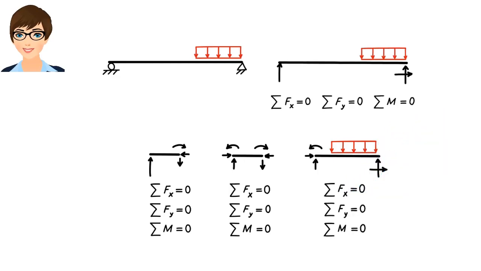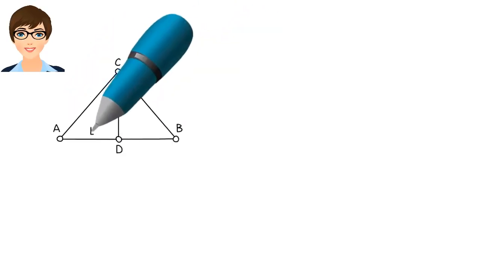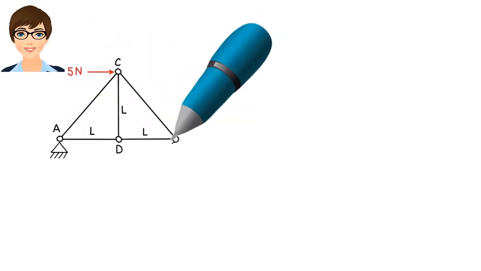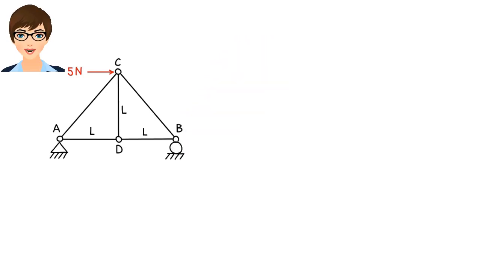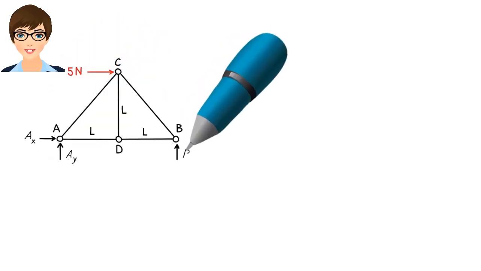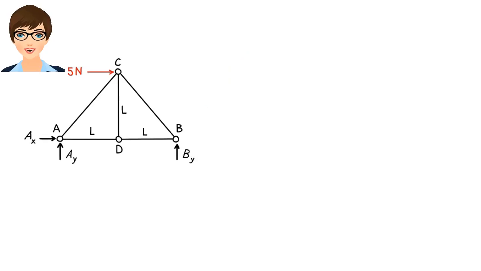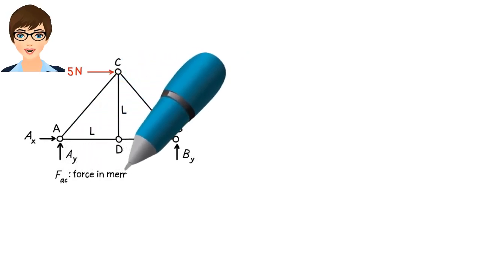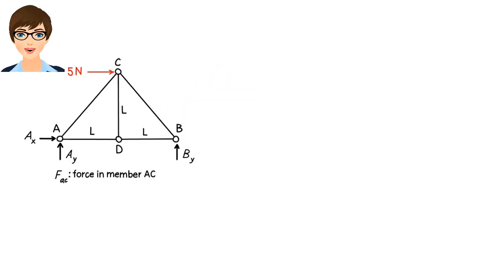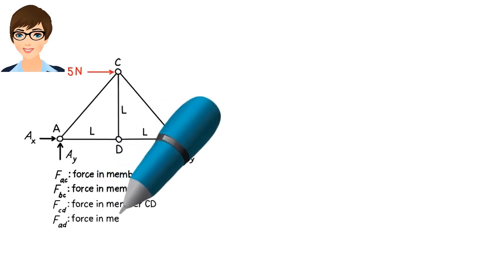We can apply this basic principle to analyze statically determinate trusses. Here is our simple truss. Let's draw the free body diagram of the entire structure. Keep in mind that each truss member carries an axial force only. Let's refer to the axial force in member AC as FAC. Similarly, let's call the force in member BC FBC. We label the force in each of the remaining members in a similar manner.